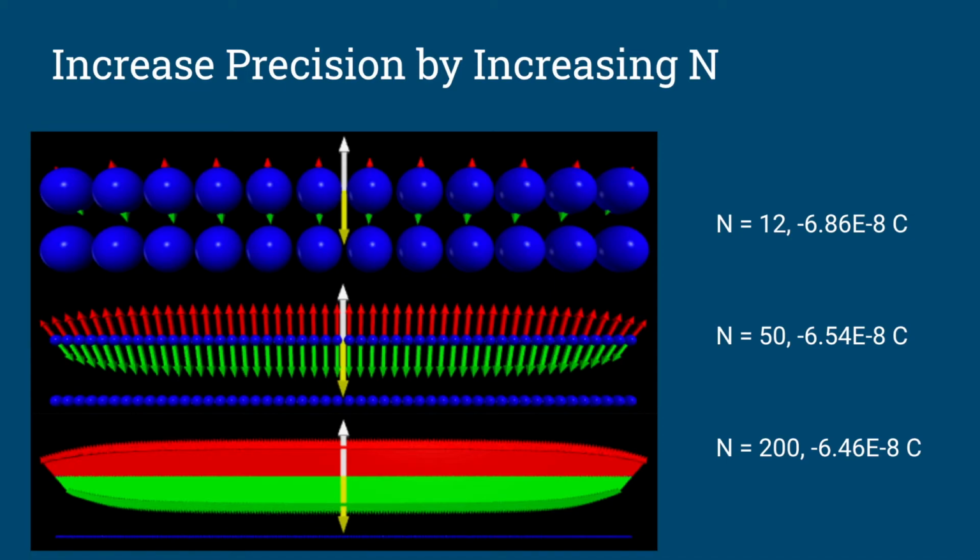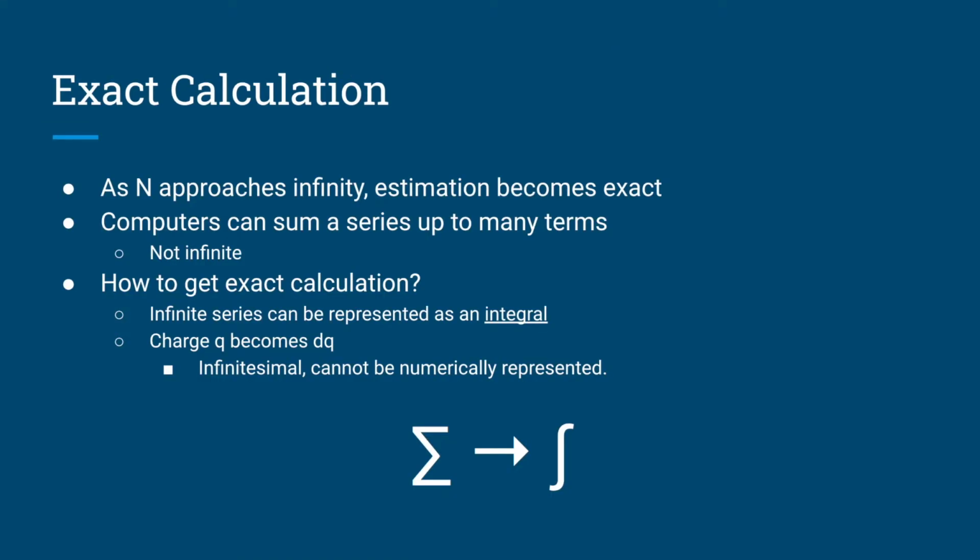Still, we can increase the precision of these approximations. As shown, increasing the number of charges on the line increases the precision of our calculated charge. To make an exact calculation, we need the value n to approach infinity. This is difficult for computer environments like GlowScript to accomplish, since they can only sum a series to a certain degree. Instead, to get the exact calculation, we need to transform the series of charges and vectors into an integral, where each small charge q becomes dq, an infinitesimal charge that cannot be numerically expressed.